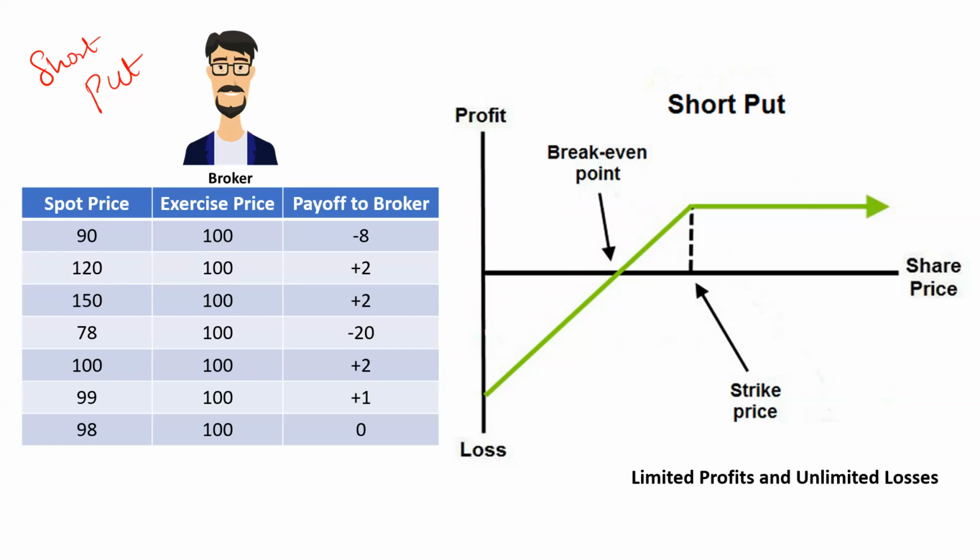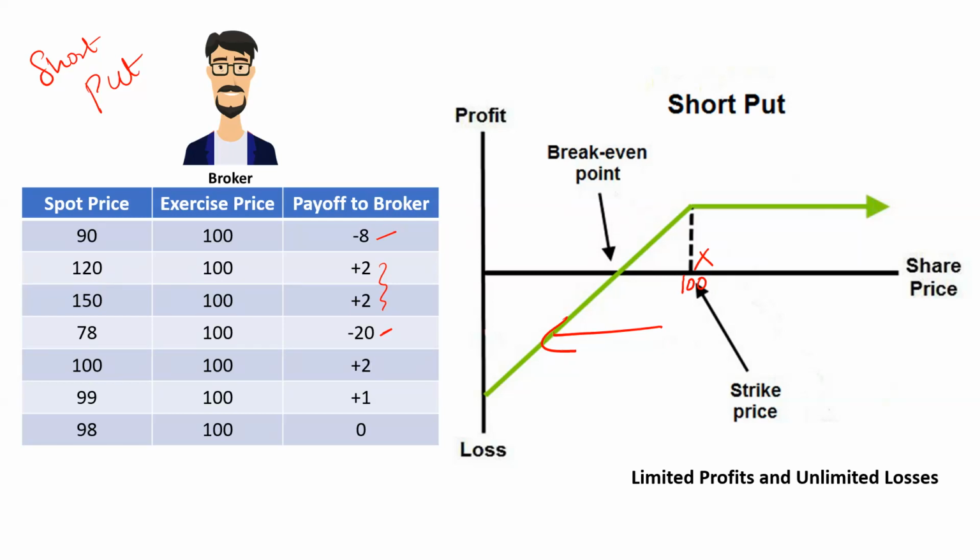Now over here, if the price of the underlying comes down, if we are on this side of the graph, then that means the price of the underlying has come down. If the price of the underlying is coming down, then the short put is going to bear some losses. If you see the payoff, the loss that the broker can incur is 8, the loss he can incur is 20, but his profits are limited and the maximum profit that he can gain is only 2. He has limited profits, but the chances of making losses are unlimited.